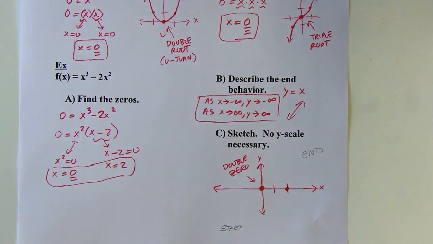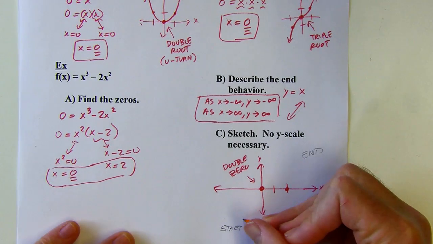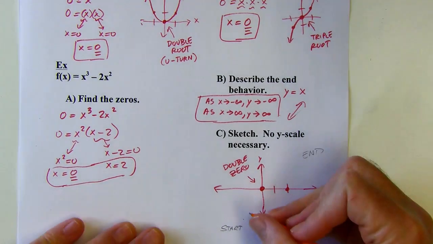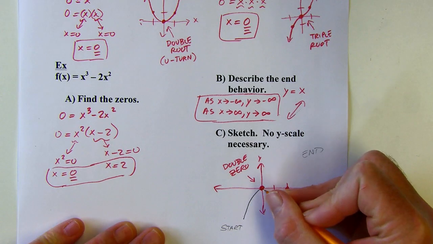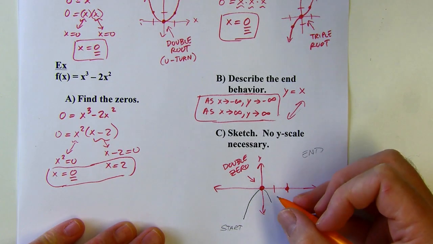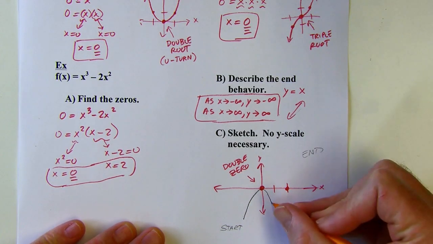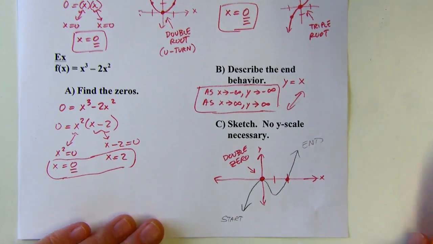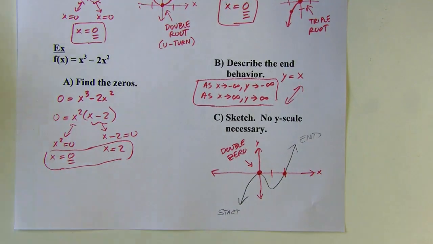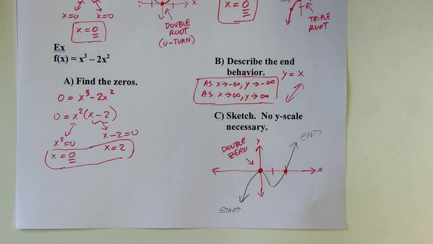So that means I'm starting here, going towards this, but when I get there, I don't want to just cross over. I just want to touch that and do a U-turn, okay? And now this is a single root, so I am going to cross the x-axis there, and then that puts me in the right place. So there is my sketch. Again, it doesn't show me exactly where that point is, but I get a general idea of what this looks like.